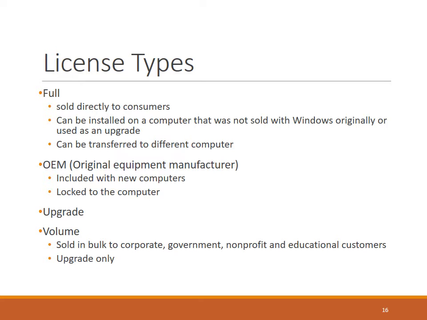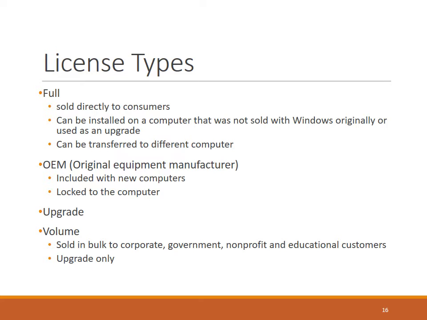So this is sold in bulk to corporate, government, nonprofit, and educational customers. Typically this is for businesses, and this is upgrade only. So in this case, Windows 10 is a little bit different than previous versions, but with a volume license, effectively what you'll get is one license key. So I think it's 25 digits. And you'll be able to use that for all of the computers in your environment.